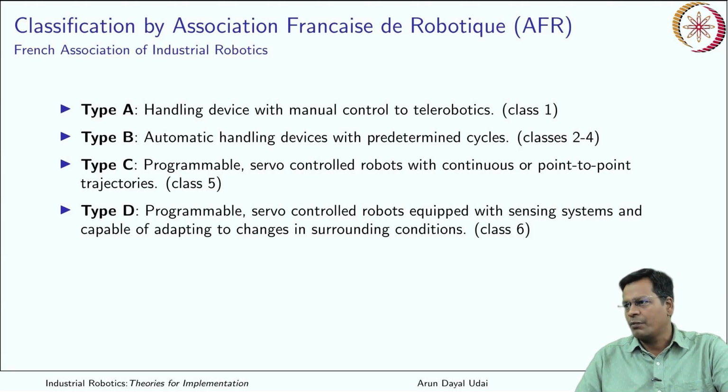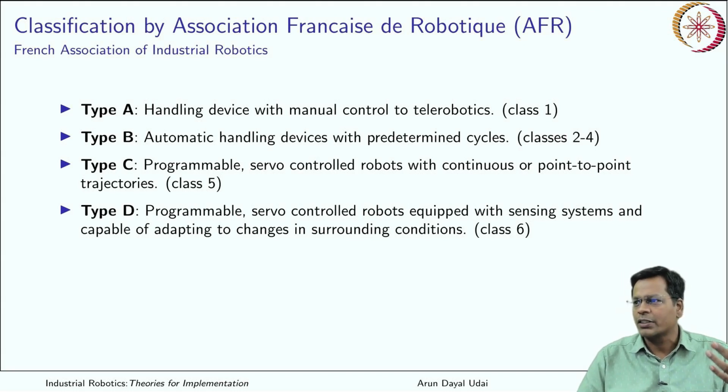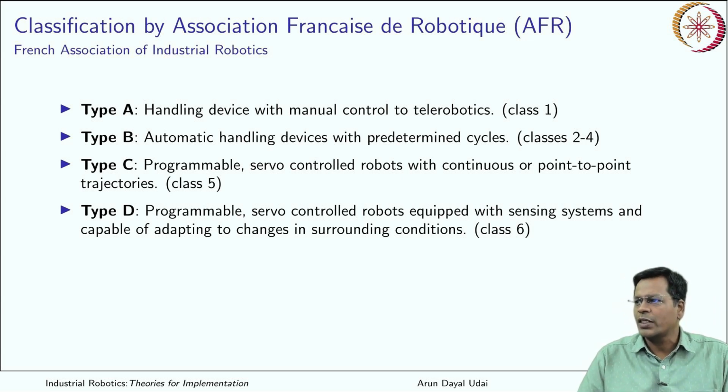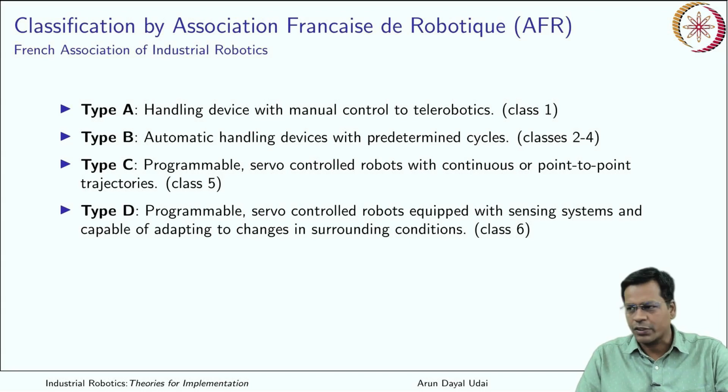Type D is basically the intelligent robot. It is programmable also, and servo controlled robots are equipped with sensing systems. So now it is sensitive to the environment. It may be doing its job based on the environment changes, or it may be programmed to be ruggedized against those changes, and capable of adapting to changes in the surrounding conditions. This is as good as the class 6 definition.